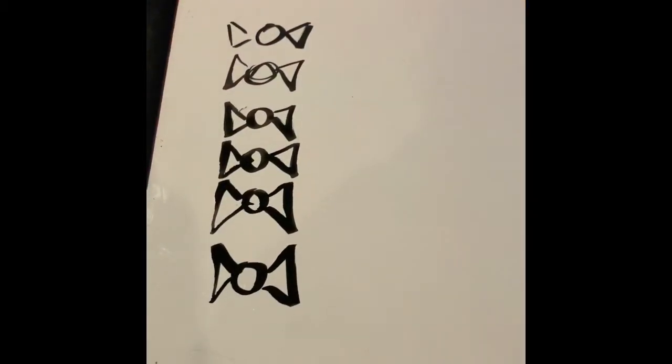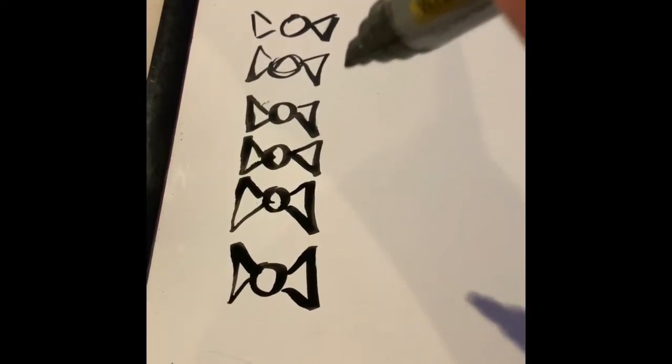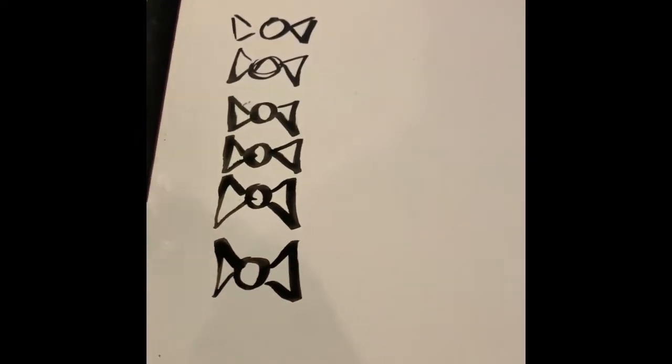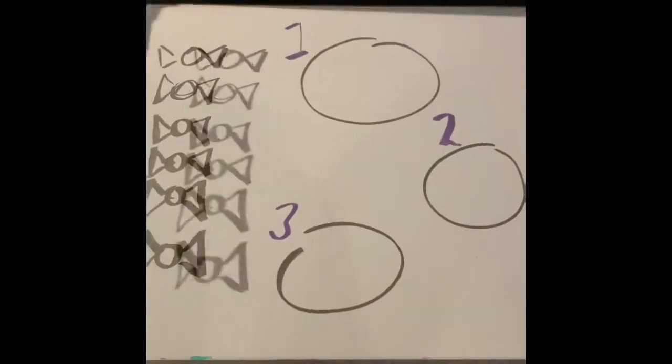So I've got 6 lollies. 1, 2, 3, 4, 5, 6. And I wanted to divide them by 3 different people. Each person will get some lollies, but how many will they get if I've got 3 people?